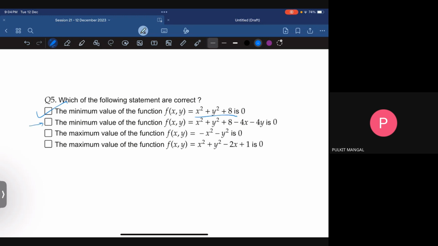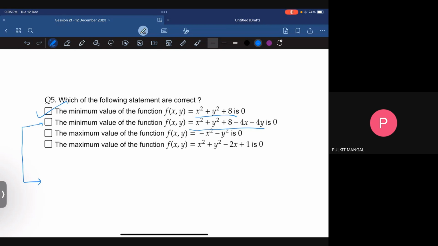Option 2, the minimum value of the function is 0. Is this correct? No, it's not correct. Fx is 2x minus 4. If you equate that, we will get x equal to 2. Fx is 2x minus 4, not 8. And then you will get x equal to 2.